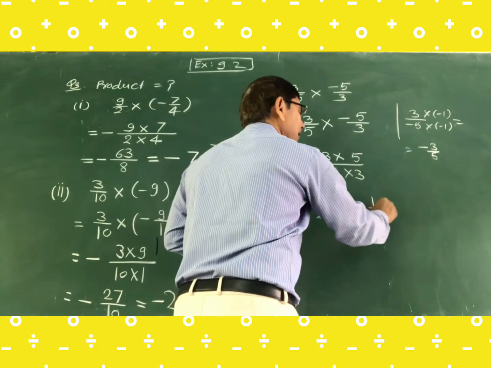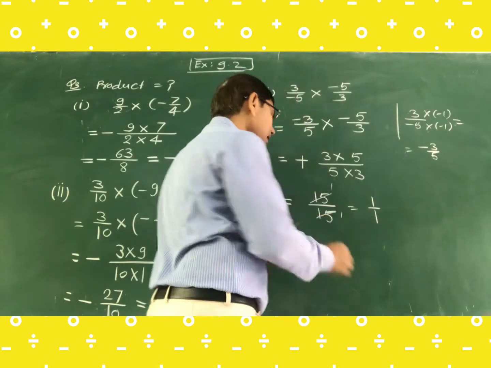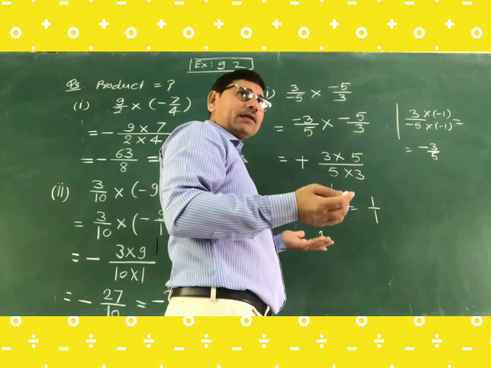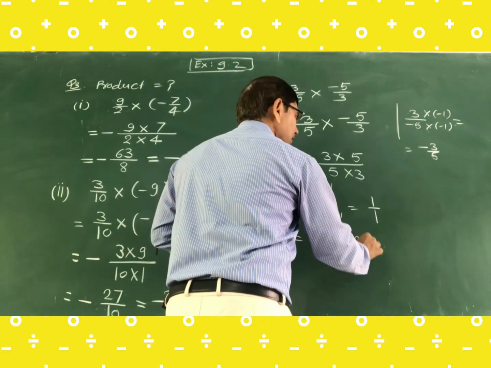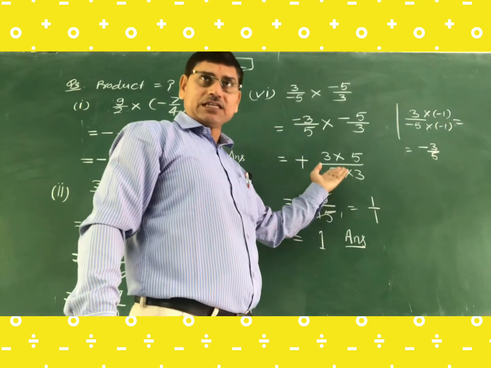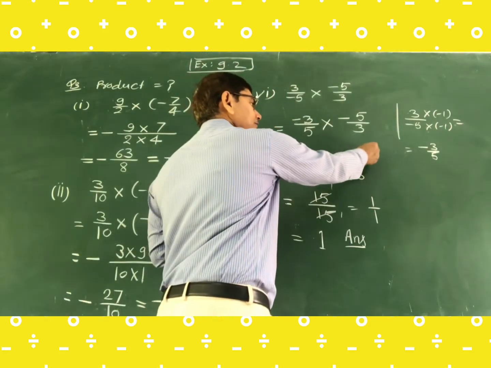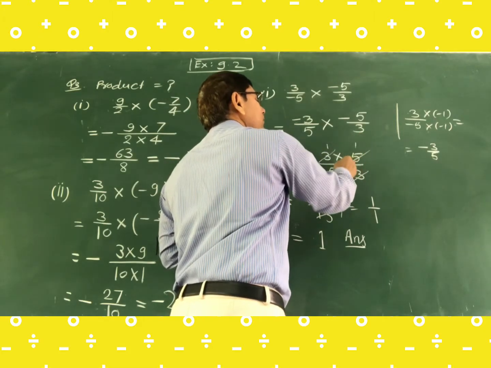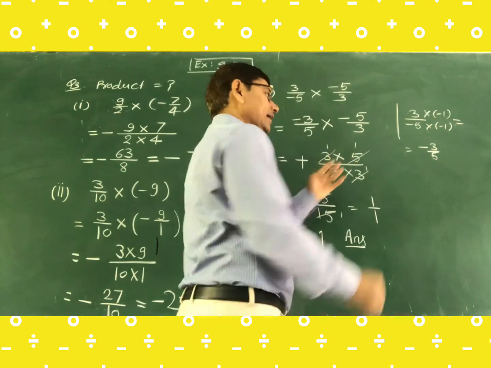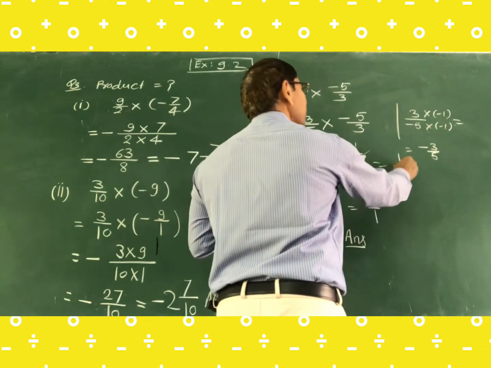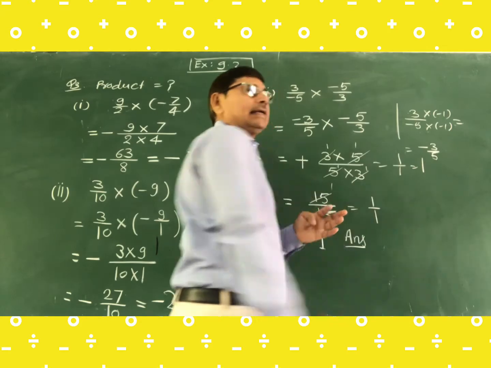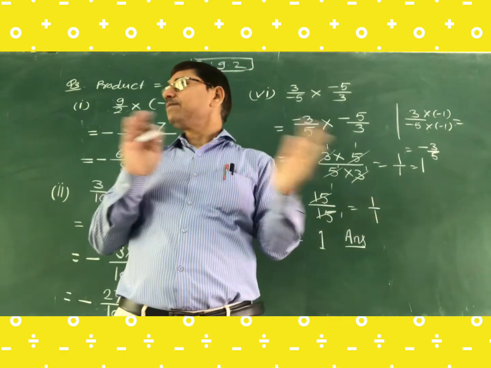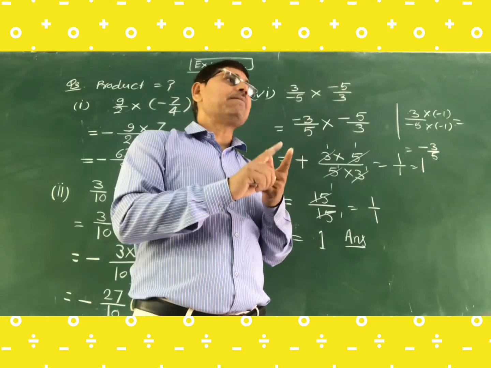So you can write 1 upon 1. This is a rational number. Otherwise you can say that this is 1. Finally, 1 by 1 means 1. So this is the answer. Otherwise you can see in this step, 5 and 5 cancel out, 3 and 3 cancel out. Here you will always get 1 and 1. So 1 into 1 is 1, and 1 into 1 means 1. So finally you will get the result 1. You can do it this way and also this way. So this is the multiplication.